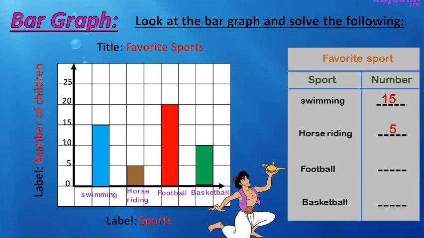Okay. What about the football sport? From the bar graph we have here, I have to look from down to up. How many? It's 20 children who like football. Then the basketball sport, from the bar graph, I'm going to go from down to up. How many children? Yes, 10 children prefer the basketball sport.